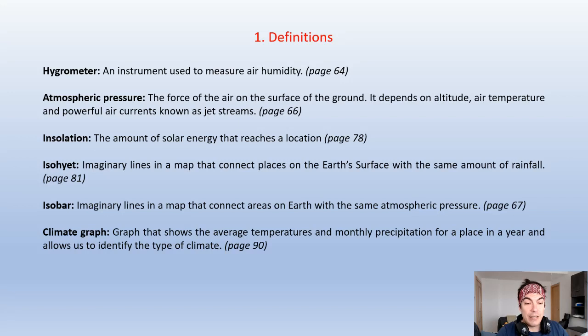And finally, a climate graph is a graph that shows the average temperatures and monthly precipitation for a place in a year and allows us to identify the type of climate. You have this on page 90, and we will do some of them on the activity 4 of this exam preparation. So that's all for the definitions.